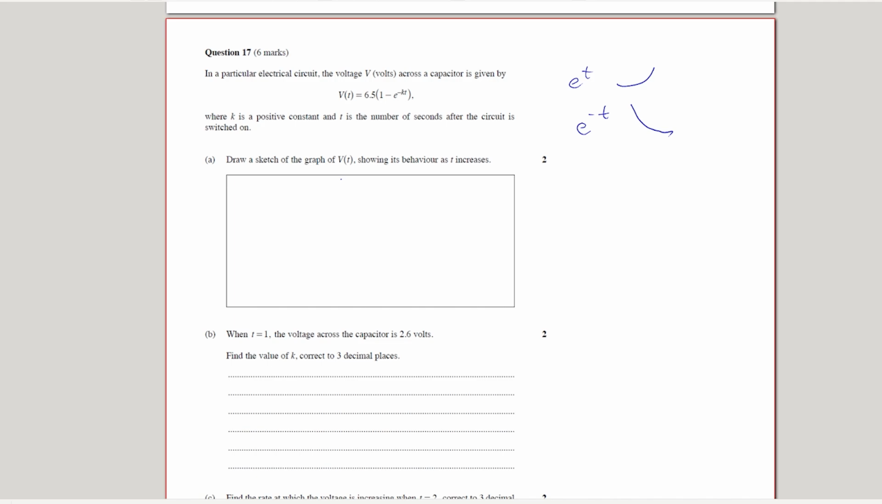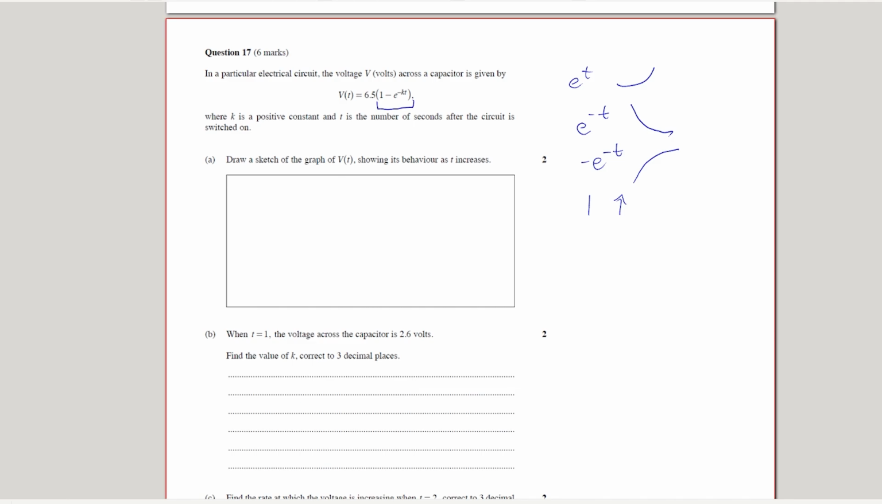Now if you add the negative in front of the function, it's going to flip on the x-axis, so it's going to look like this. So that's the basic gist of the function. Now the 1 minus e to the negative kt, what does that suggest? It's going to shift it up by 1. The 1 is just a shifting thing, so it's going to shift it up by 1 unit, and everything is in the bracket, and there's a 6.5, so that's just a scaling factor.